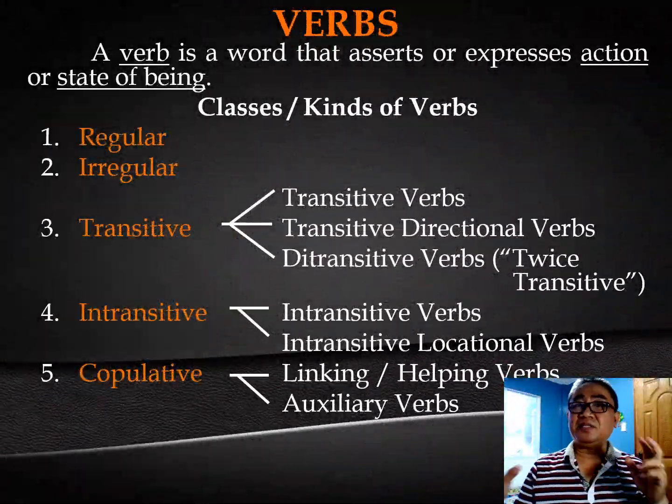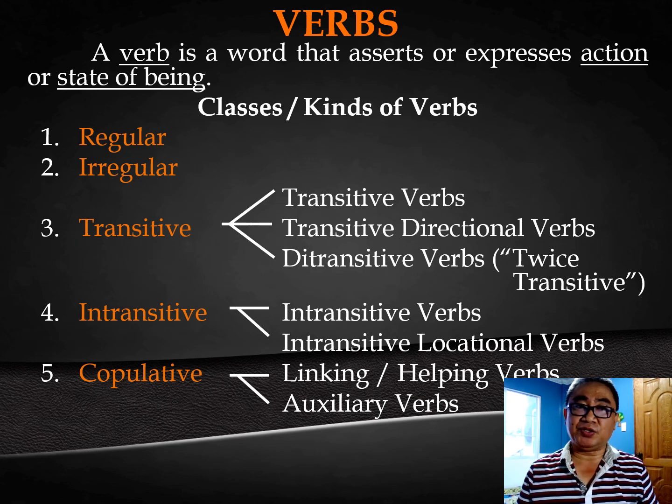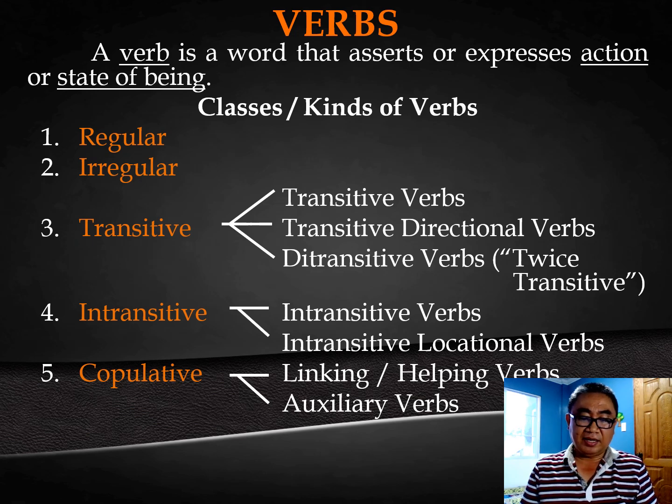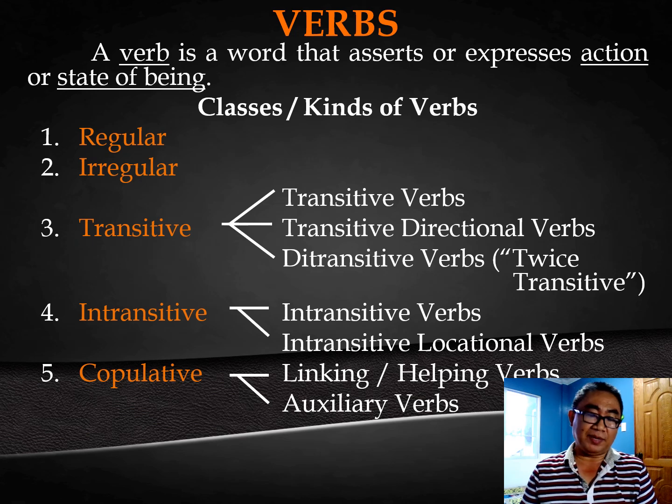Alright, a verb is a word that asserts or expresses action or state of being. And there are classes or kinds of verbs: regular, irregular, transitive, intransitive, and copulative. So we are on the regular verbs and their examples. Regular verbs are verbs whose past tense versions are formed by adding an ed to the end, such as walked, climbed, decide, describe, drop, want, call, and beg.